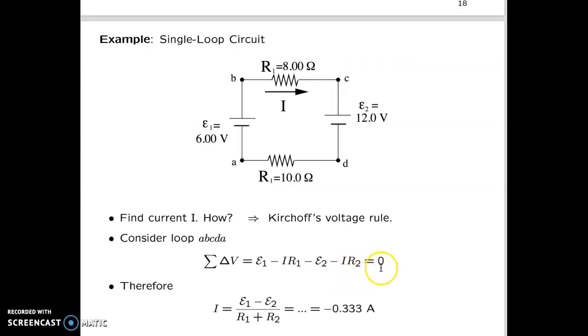The sum of these potential differences is equal to 0. I solve for the one unknown I have, which is current, and when you plug in these numbers, out comes a negative current.